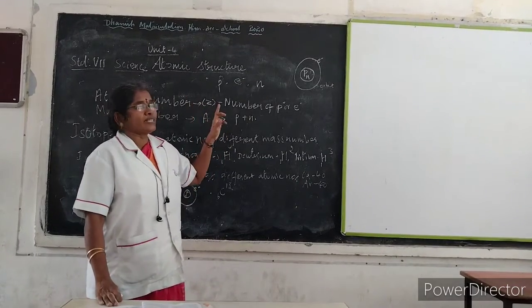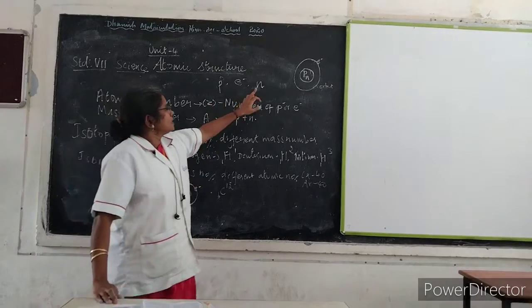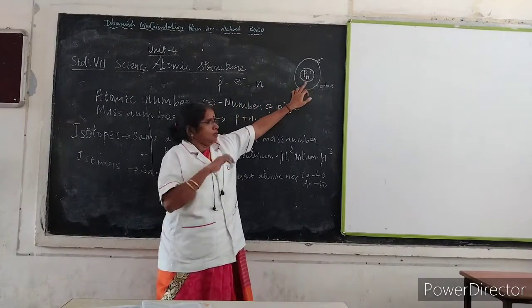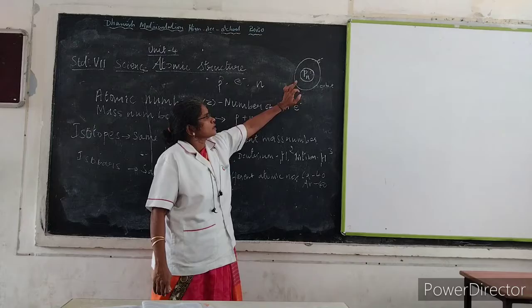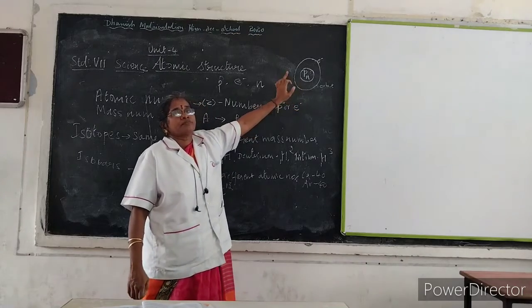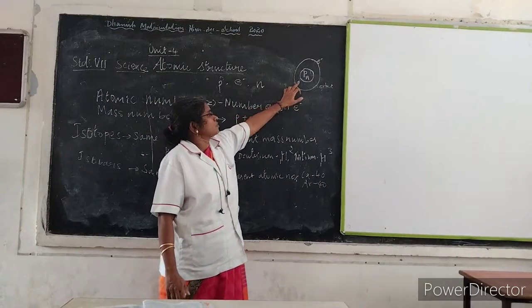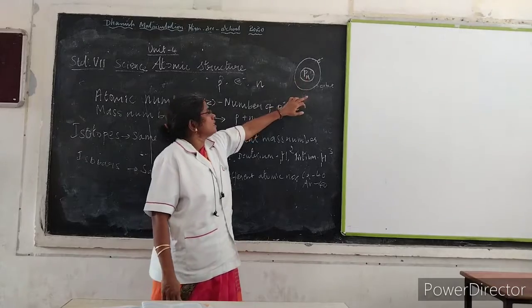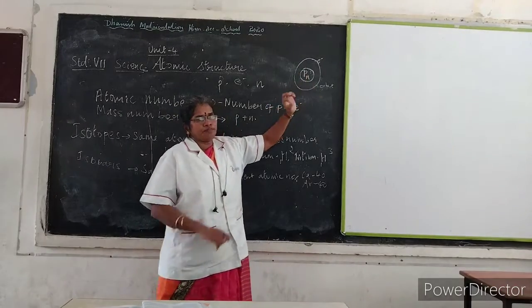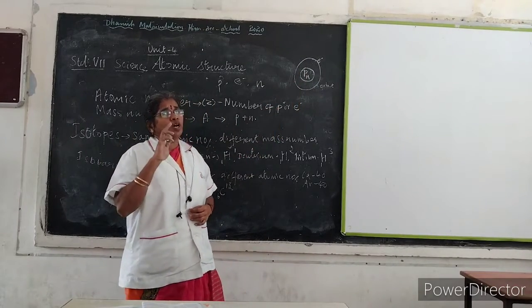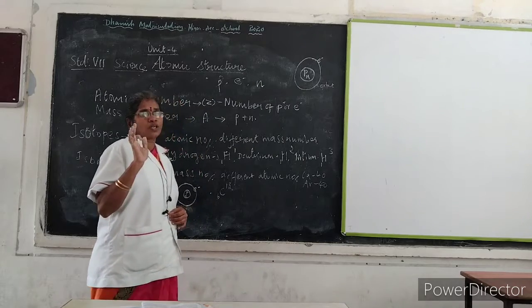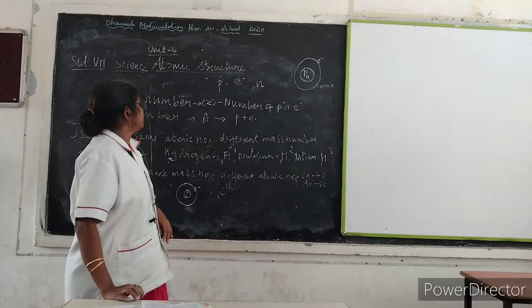Like that, in an atom, protons and neutrons will be present at the center of the atom. We call that the nucleus. Outside the nucleus, electrons will be revolving around the nucleus. We call that part the orbit.